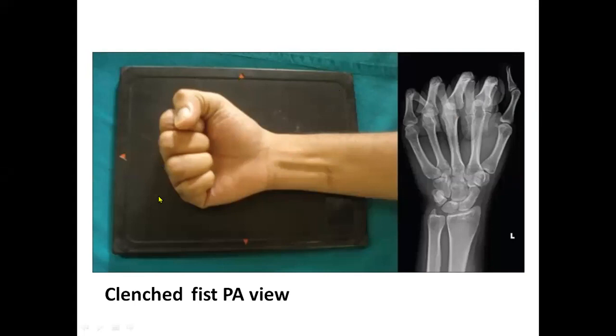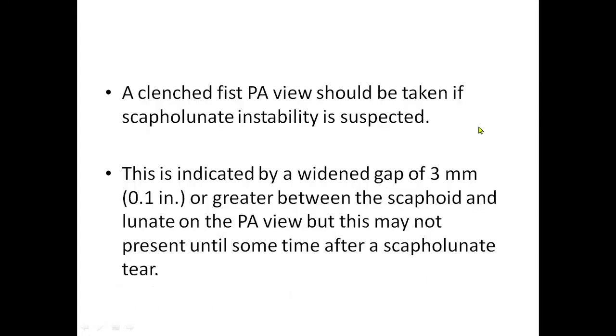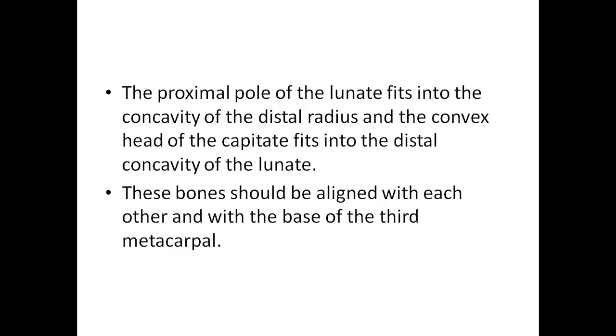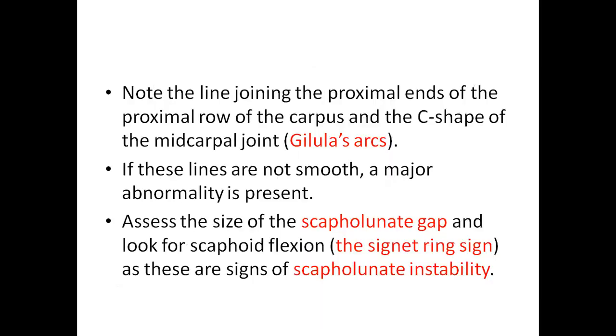This is the setup of the x-ray, and the image which will be the result will be like that. The clenched fist PA view should be taken if scapular instability is suspected. Scapholunate instability can also be assessed, as we discussed, when the Signet ring sign is positive.